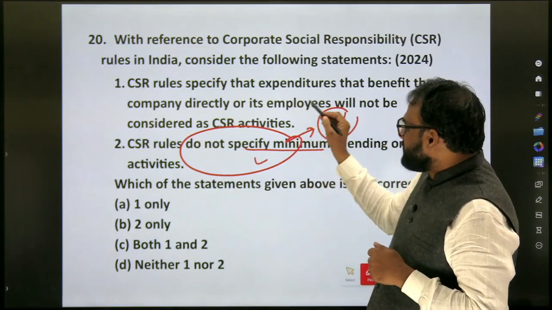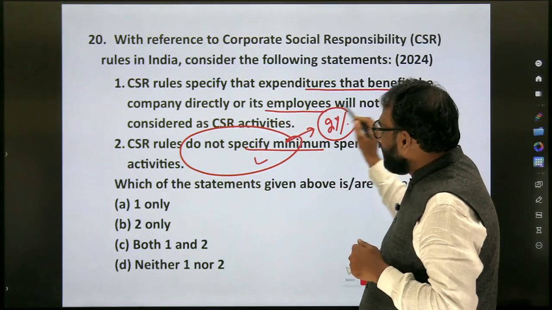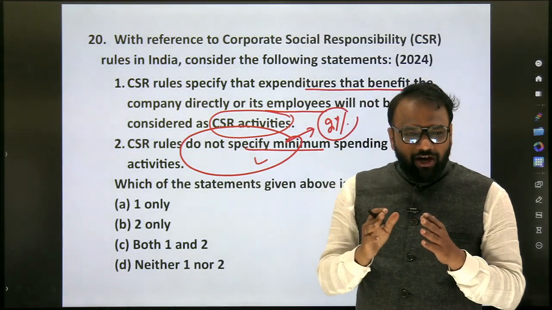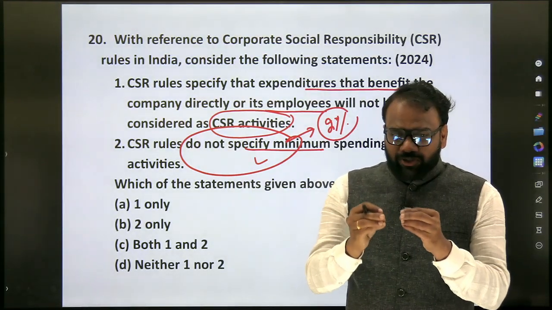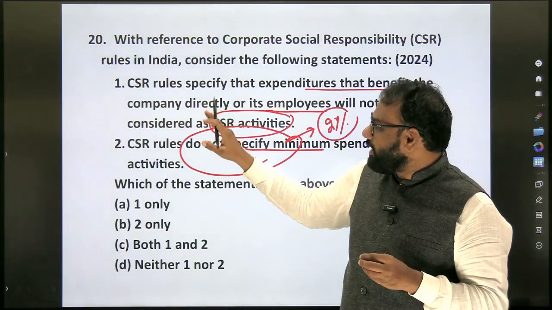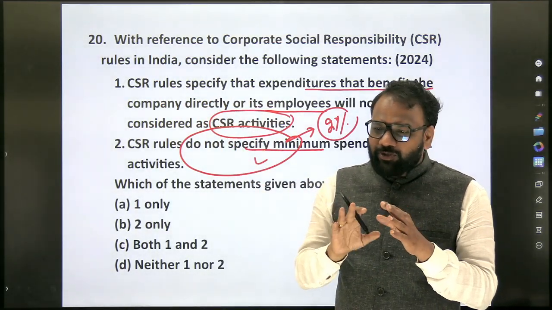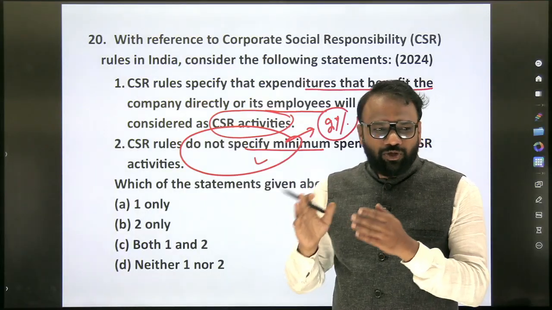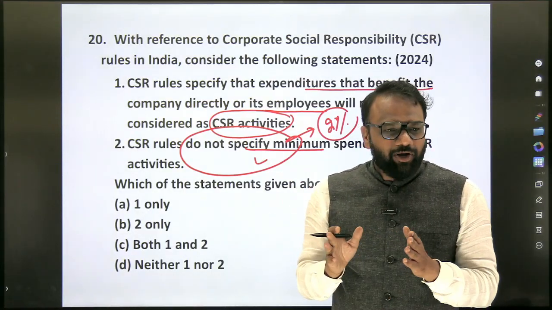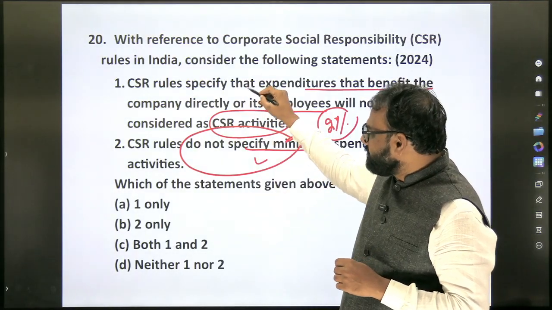Next, CSR rules specify that expenditures that benefit the company directly or its employees will not be considered as CSR activities. Even if you do not have an idea of complete corporate social responsibility, you will still be able to conclude that the first statement is correct. If a corporate does social activities that benefit the company directly or its employees, then it cannot be called corporate social responsibility. Hence statement 1 is right.